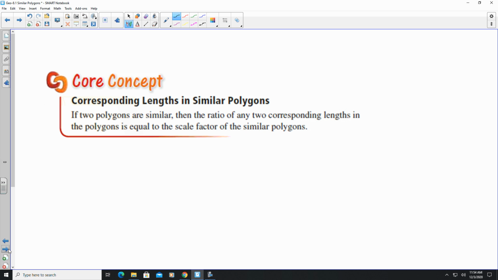Here it talks about corresponding lengths in similar polygons. It says if two polygons are similar, then the ratio of any two corresponding lengths in the polygon is equal to the scale factor of the similar polygon. So once you realize that two polygons are similar, you can simply use the scale factor to help you find other values of any unknown side measurements.